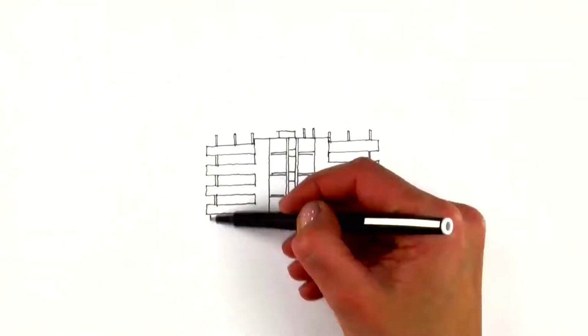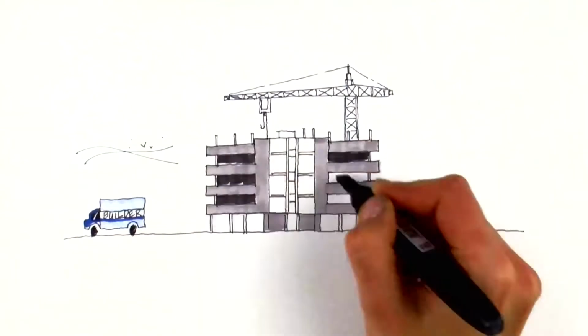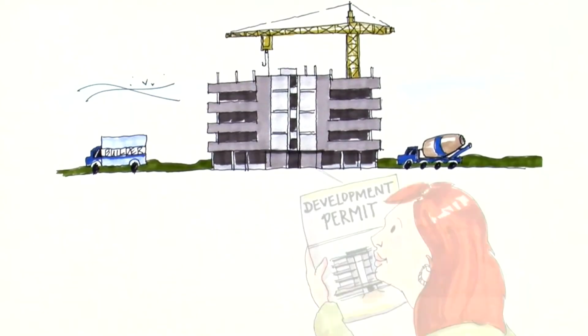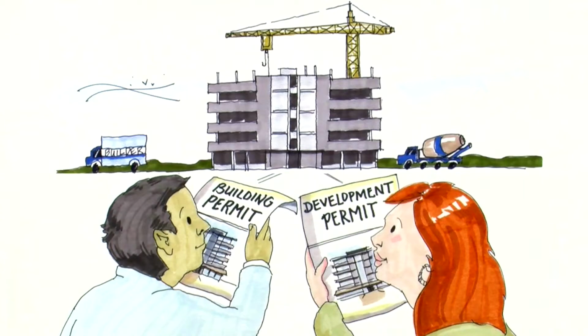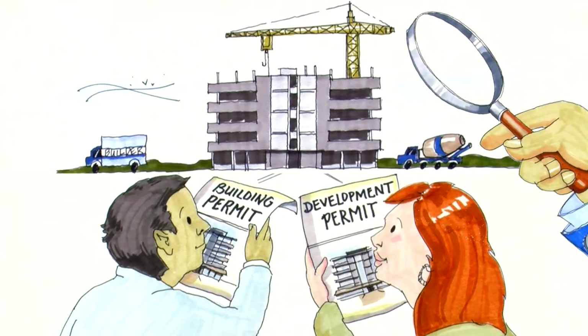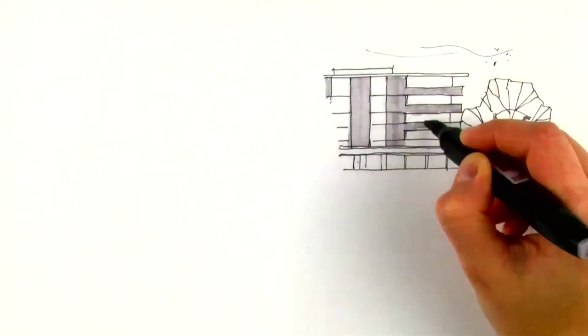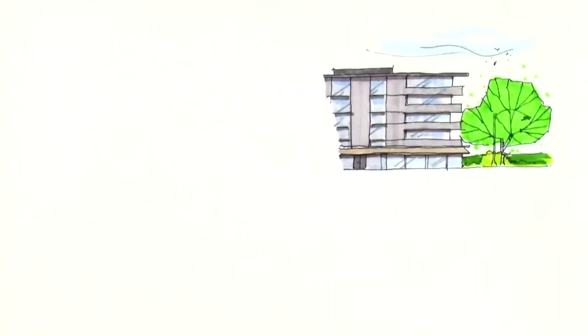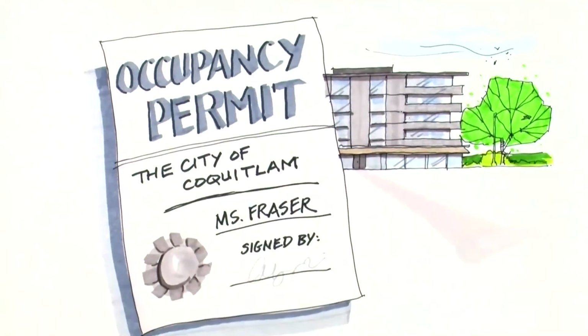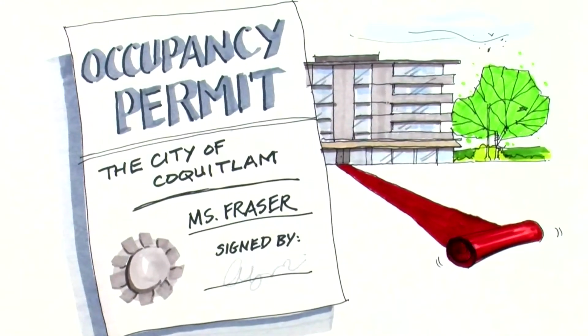Ms. Fraser can now start construction. Work crews will follow the city's building bylaw. The building will match both the development permit and building permit plans and will be inspected by the city during construction to ensure it is built accordingly. The city will also remind the developer to be sensitive to the surrounding neighborhood during construction and encourage good neighbor relations. Once the building is complete, the city conducts a final inspection to ensure it has been built to code. Once approved, an occupancy permit is issued, and then people can move into their new homes.